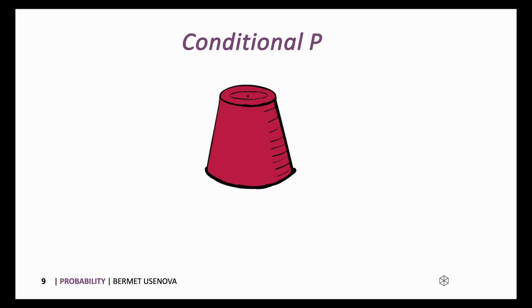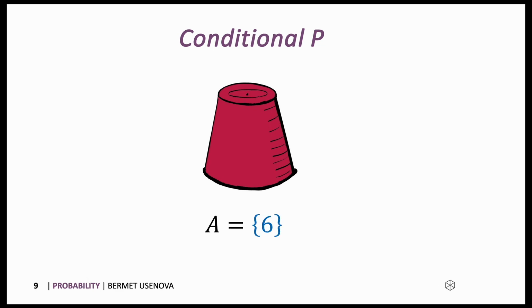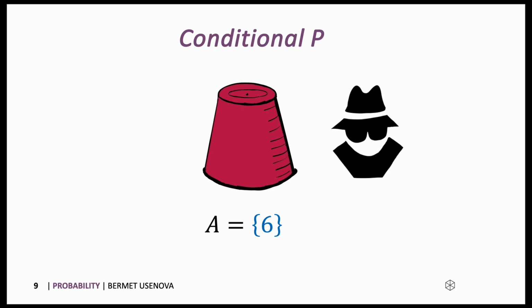So we want to know the probability of event A, and event A in this case will be rolling a 6. So we want to know the probability of getting a 6. If we have a conditional probability, the game is now changed so that we have a neutral observer who is allowed to look at the result. However, the observer doesn't tell us the result, unfortunately, but he gives us a hint. He told us that an even number was rolled.